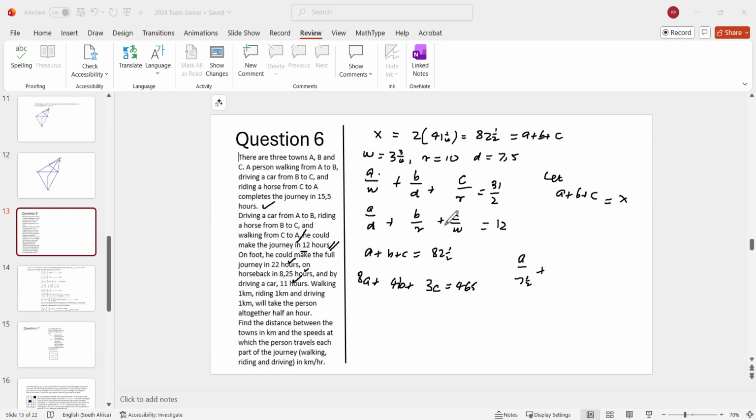Plus B over R. I'm going to the second equation now. B over R. What is R? R is 10. And C over W. W is 3 3/4. And that is equal to 12. That's the second equation.